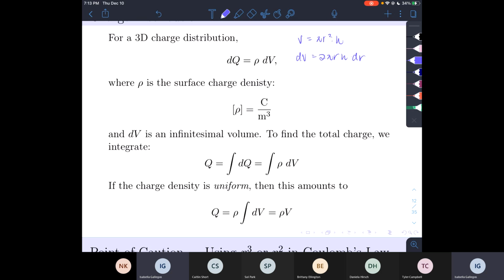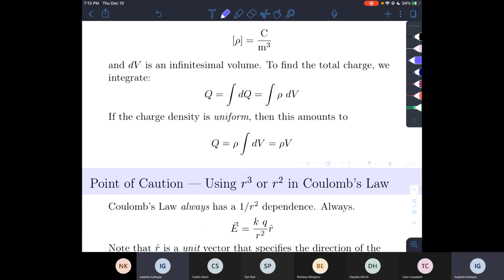Watch your units also, like I said, because you're working with dimensions, make sure they're appropriate for the dimension you're working in. But I think that's all I have for this unit.